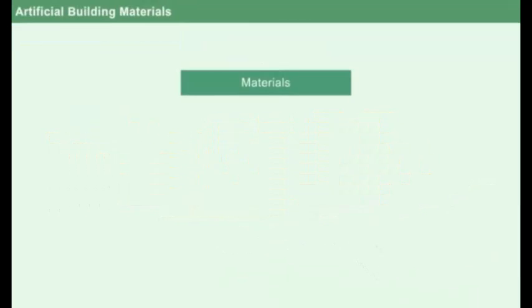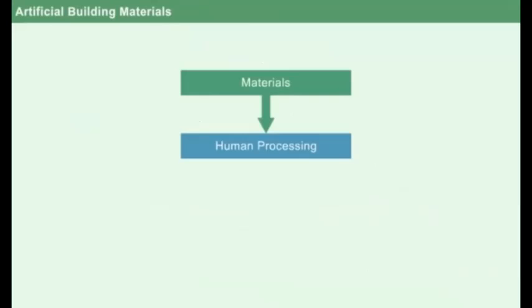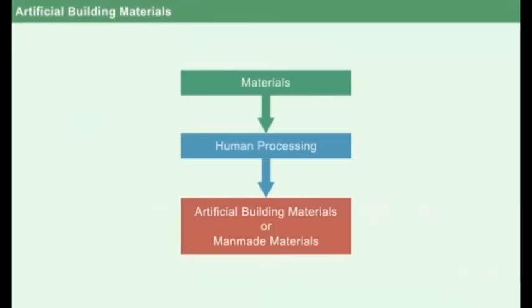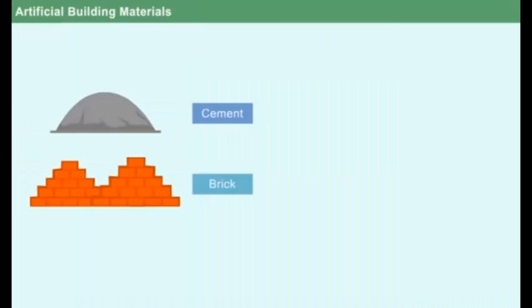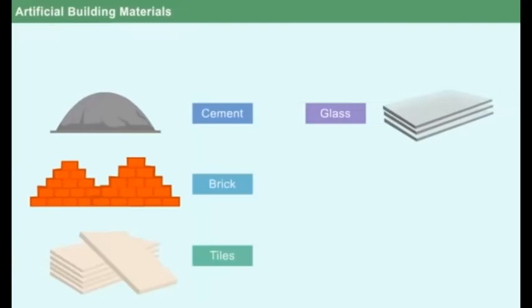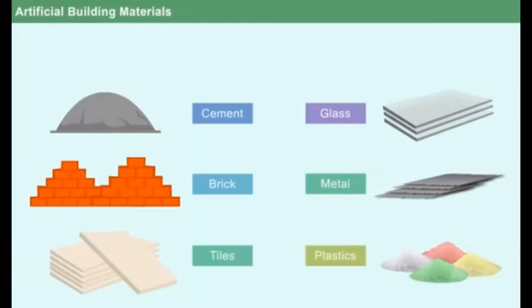The materials that undergo human processing are known as artificial building materials or man-made materials. Some of the examples are cement, brick, tiles, glass, metal, plastics, etc. Let us now discuss them one by one.